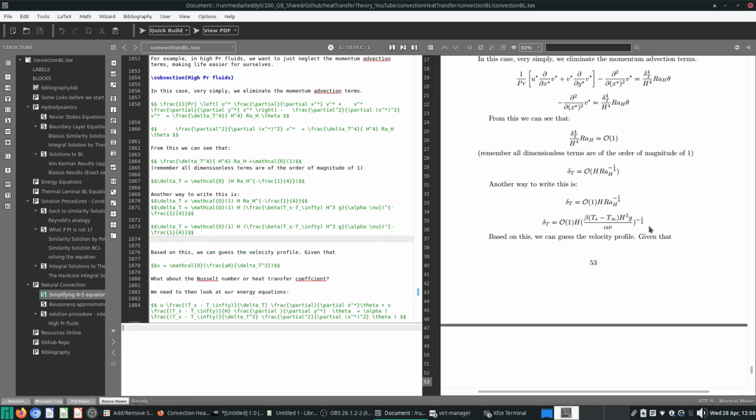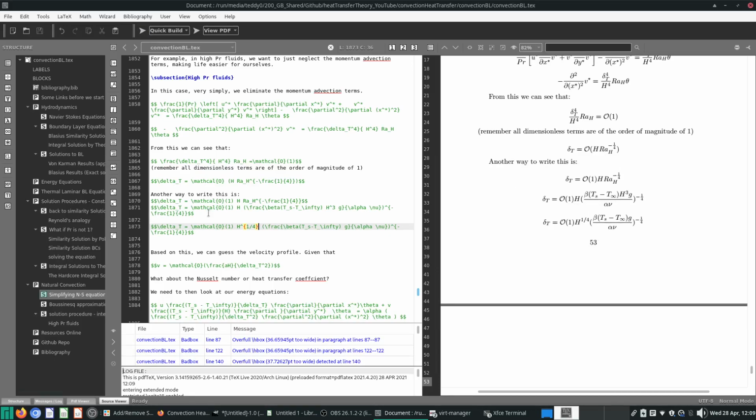Okay, so h to the power of minus 1 over 4 becomes h to the power of 3 over 4. So I can just take this out of here, and I'll put h to the power of 1 over 4 on the outside. So you can see this h is actually dependent on the height to the power of 1 over 4.